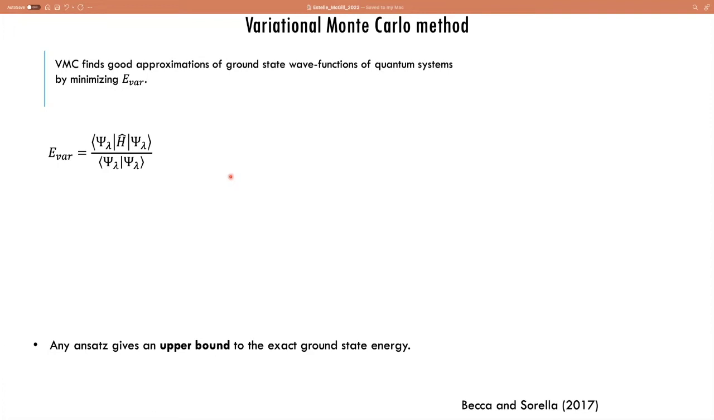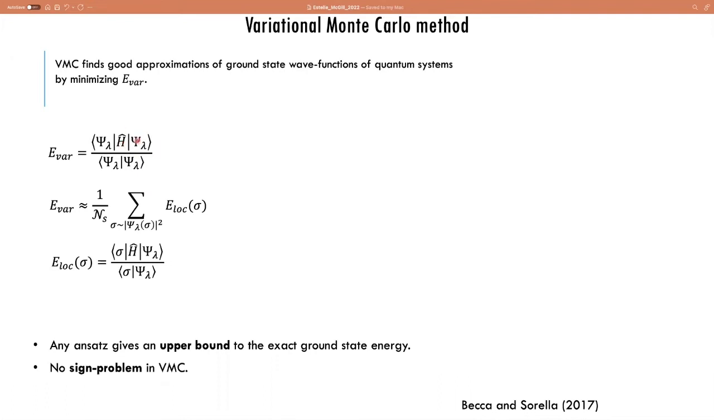So the particularity of the variational Monte Carlo method is that it finds good approximations of the ground state wave function of a quantum system by minimizing the so-called variational energy. The variational energy is just the expectation value of a quantum Hamiltonian over that variational state. It could be any kind of ansatz. But thanks to the variational principle, we know that this quantity is always an upper bound to the true ground state energy of this Hamiltonian. So you only have to minimize it, basically, to find a good approximation of the ground state energy.